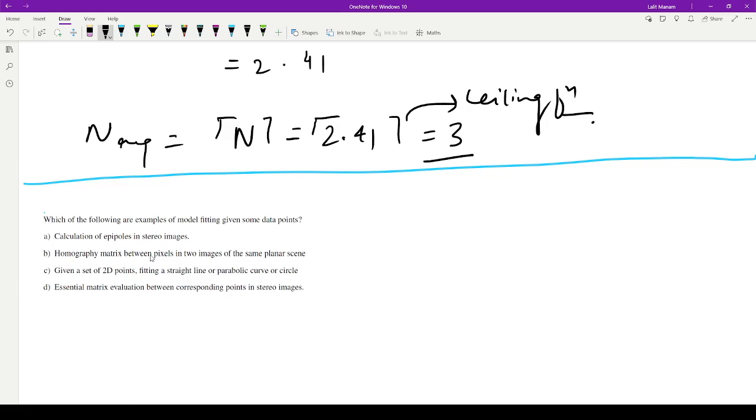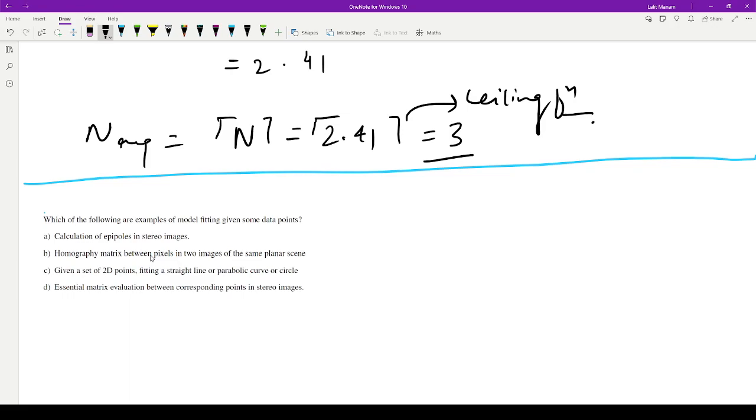Yes, sir. Why do you say that? Because we'll be using a fundamental matrix, and there are parameters. No, don't extend beyond what's given in the question. It's just given: calculation of epipoles in stereo images. That's all. For calculating epipoles, you need two corresponding points and some transformation, which is, yeah, a fundamental matrix is fine.